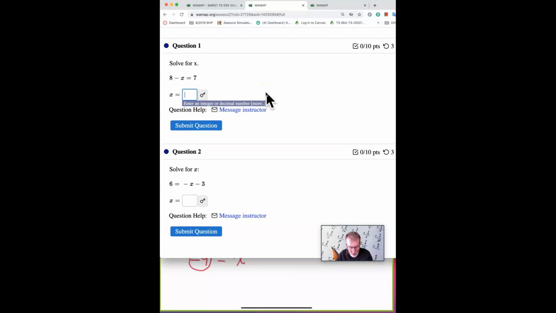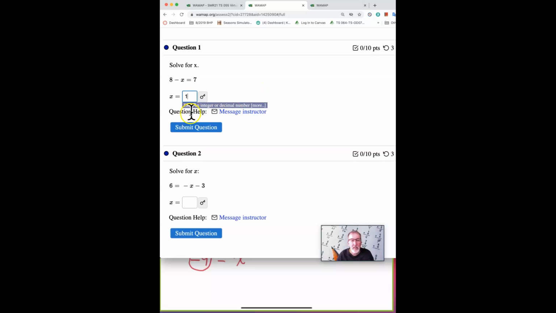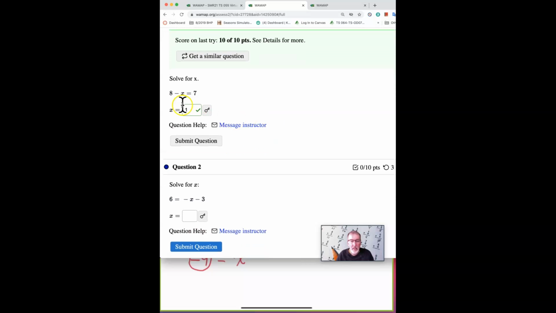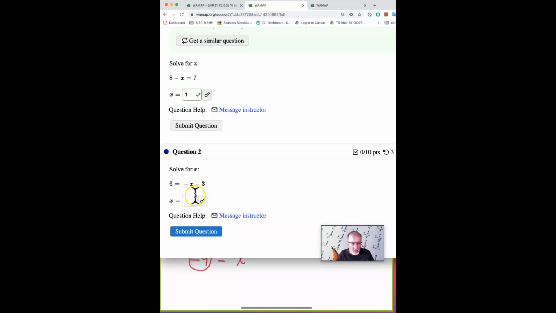I'll show you how to input these. The first one was 1, right? So we just put a 1 in that box. And the point here is not seeing that 8 minus something is 7, so something must be 1. But to know the process for working that out. That's why I have you turn in your worksheets. So see how we did on this one. Okay, that was correct. And for the second problem, we said x was equal to negative 9. So we're going to put in negative 9.